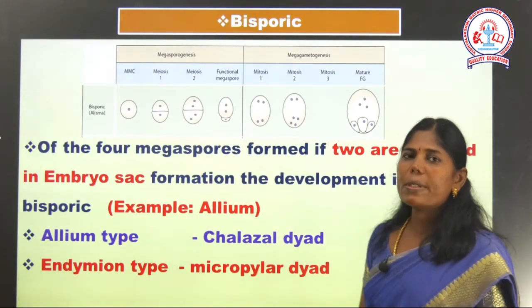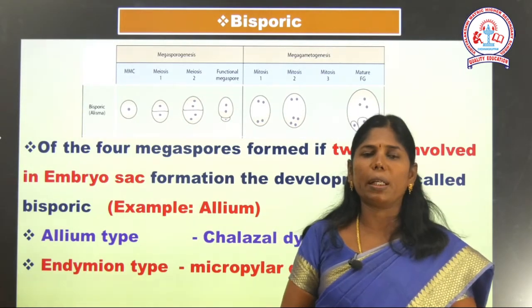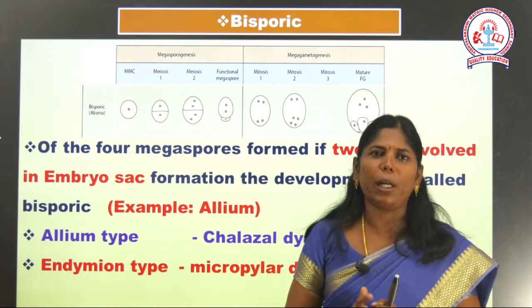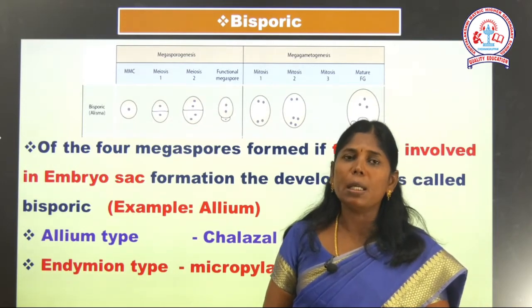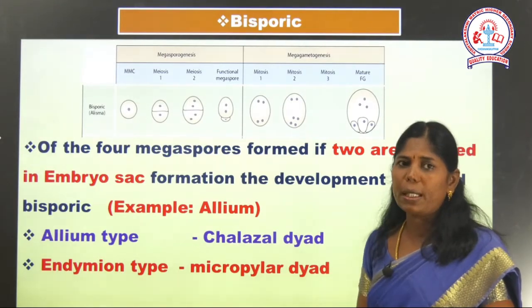Next we are going to see the bisporic condition. We studied the monosporic condition. Monosporic means only one megaspore is involved in embryo sac development, isn't it? Bisporic means that among the 4 megaspores, 2 megaspores are involved in the embryo sac development.